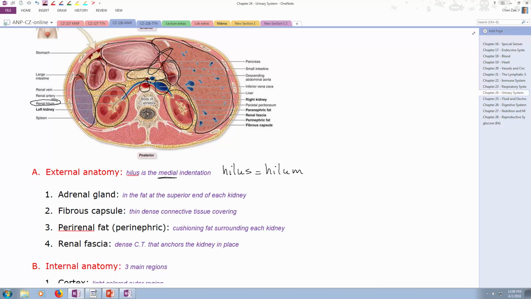And so from there we'll find blood vessels, BVs, plus the ureter enters and exits. Enter would be an artery, exit would be a vein, and the ureter would be exiting also. Associated with our kidneys are our adrenal glands. They sit in the fat at the superior pole or portion of each kidney, and because of that, they also have another name called suprarenal.